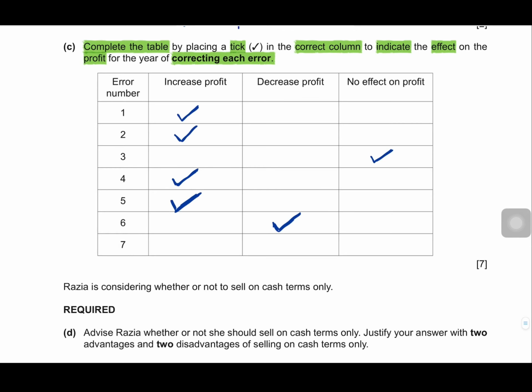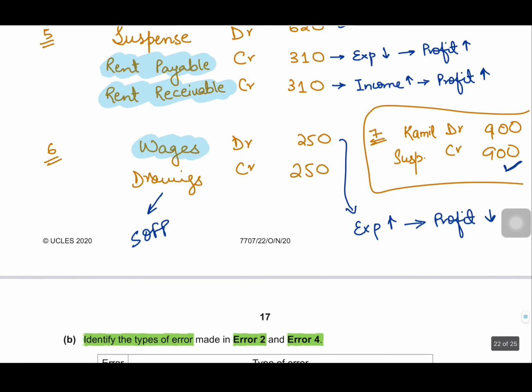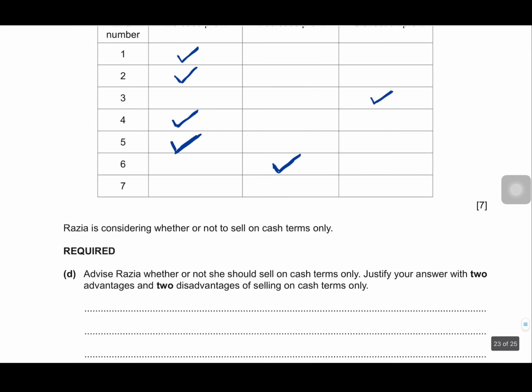Okay. Then moving on to the last one. Kamil being debited and suspense account being credited. So Kamil was again our supplier. And we know that all the suppliers are liabilities, they go in the statement of financial position, they have nothing to do with the income statement or profit. So again, by correcting error number 7, there will be no effect on the profit.